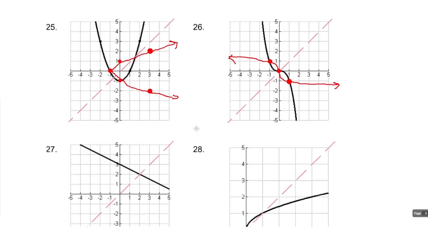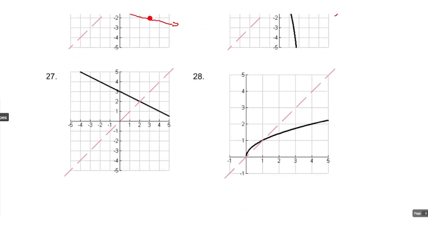Number 27 is just a line, so we're just going to pick some points to make this happen. We've got a point at 2, 2, so that is also going to be on the inverse. We've got a point at 4, 1, which means 1, 4 is on the inverse. And we've got a point at 0, 3, so 3, 0 is on the inverse, and now we've got enough points to draw this line. That is pretty bad, but let's see if we can make that a little bit more accurate. There you go.